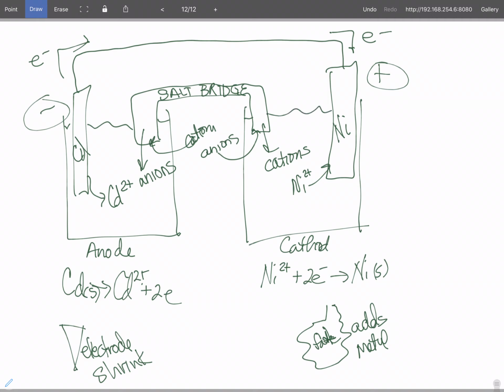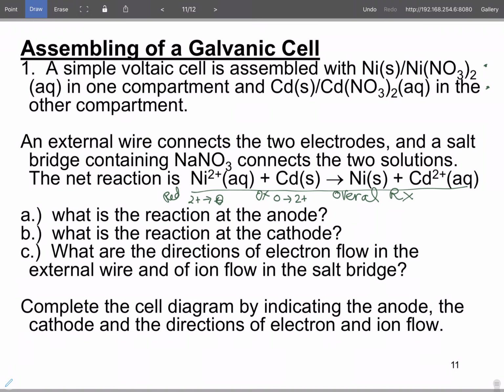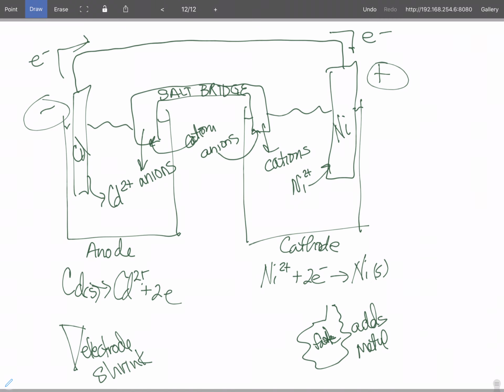And just to finish it out and make it pretty, I'll do the liquid levels. So I think I've got everything I'm supposed to. Let's go back and double check. Reaction at the anode we got, cathode we got. They're labeled with the directions of electron flow in the external wire and ion flow in the salt bridge. So basically we answered all of the questions. So this is the cadmium nickel reaction as proposed.